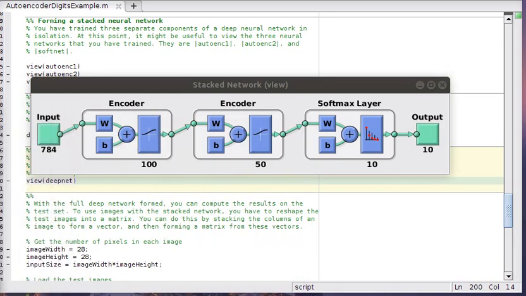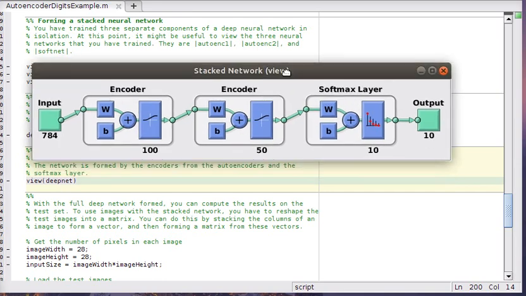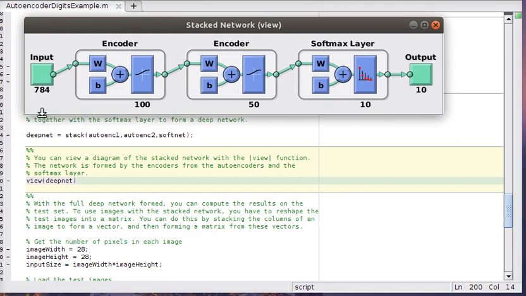Now I should say, some people will ask, well, why don't we do this right at the beginning? Well, how many parameters is this? This is 784 times 100 times 50 times 10. That is 39,200,000 training parameters that you've got there.